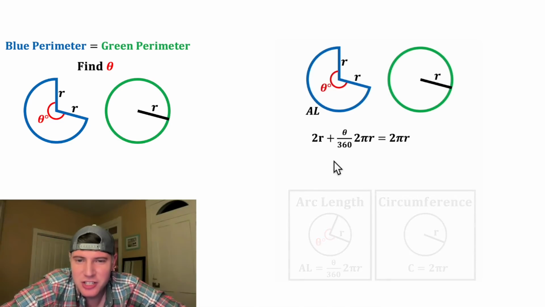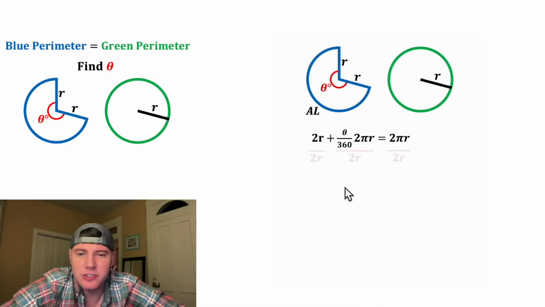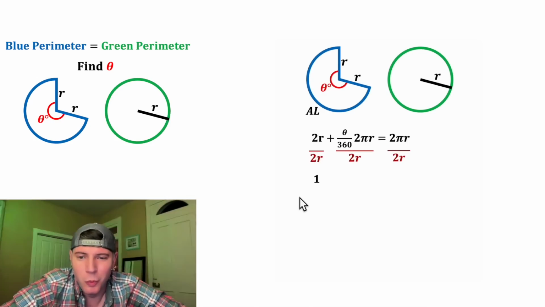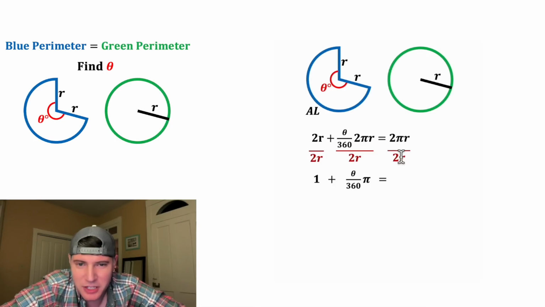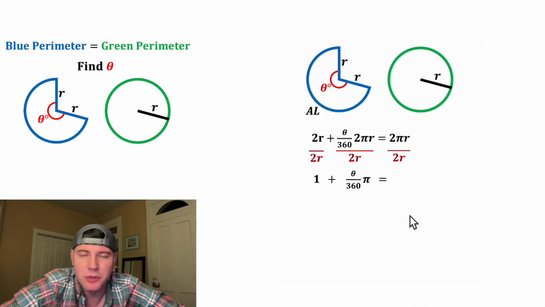And next, each of these terms contains a 2r, so let's divide everything by 2r. 2r divided by 2r is equal to 1. For this term, the 2's will cancel each other out and the r's will cancel each other out, so we'll have theta over 360 times pi. And then for the last term, these 2's and these r's will cancel each other out, so we're left with pi. Our goal is still to get this theta alone.